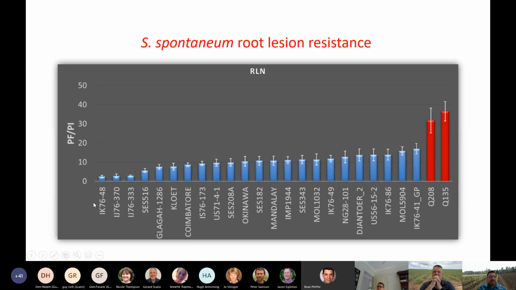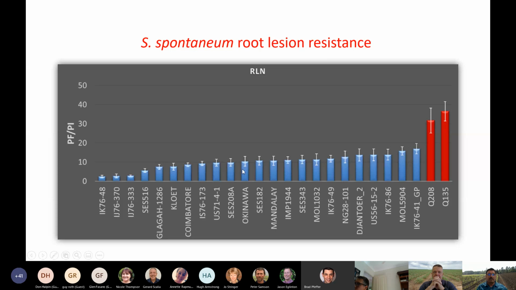This shows the root lesion nematode population from our SRA collection. These three are not Saccharum, they are Erianthus, and the rest of the clones are Saccharum spontaneum. You can see, and these two are our commercial clones, commercial varieties.